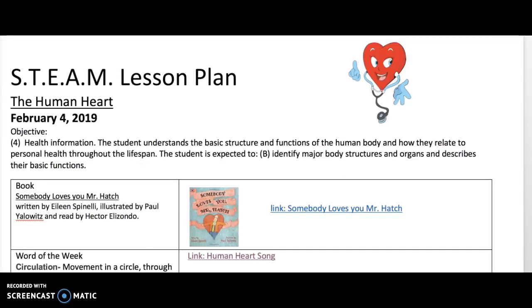STEAM lesson for February the 4th is the human heart. This is a health objective. The students are going to identify major body structures and organs and describe their basic function.